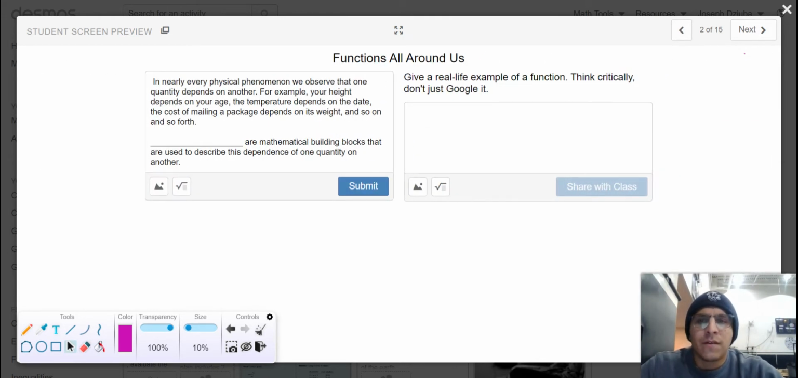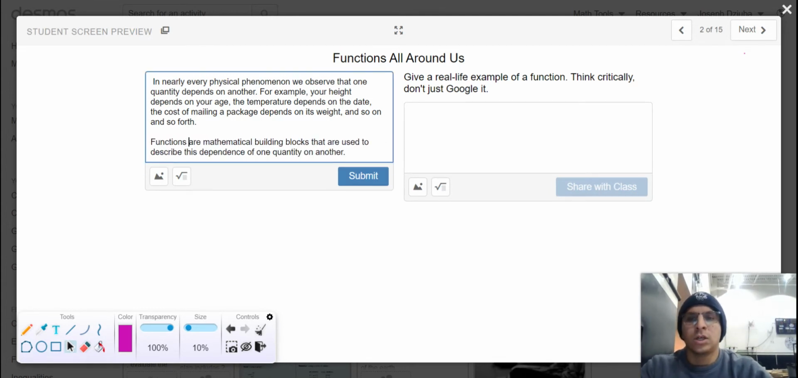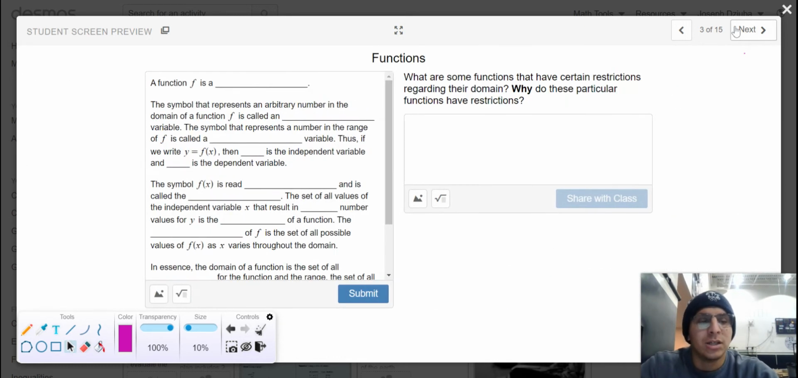In nearly every physical phenomenon, we observe that one quantity depends on another. For example, your height depends on your age. The temperature depends on the date. The cost of mailing a package depends on its weight, and so on and so forth. Functions are mathematical building blocks that are used to describe this dependence of one quantity on another. So I'd like for you to think of a real-life function. Think critically. Don't just Google it. It will allow you to develop a much deeper grasp of the knowledge.